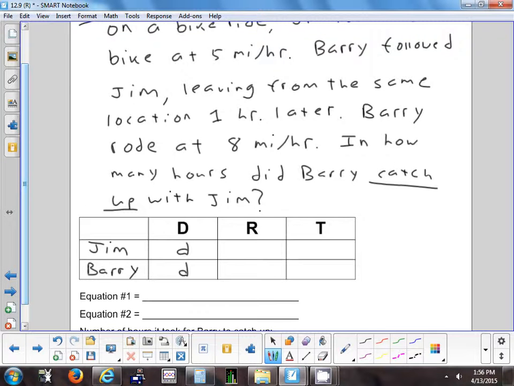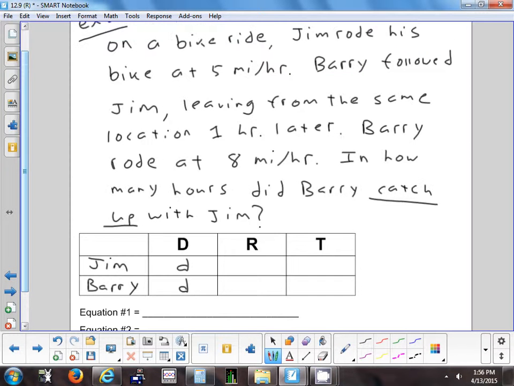Who can tell me something else we know in this table? Something simple. Jim. What do we know about Jim? Miles per hour. One is going five, one is going eight. Who's going five? Jim. So Jim's speed is five. Barry's speed, you just said, was how much? Barry's speed is 8. Now we've got one thing left.